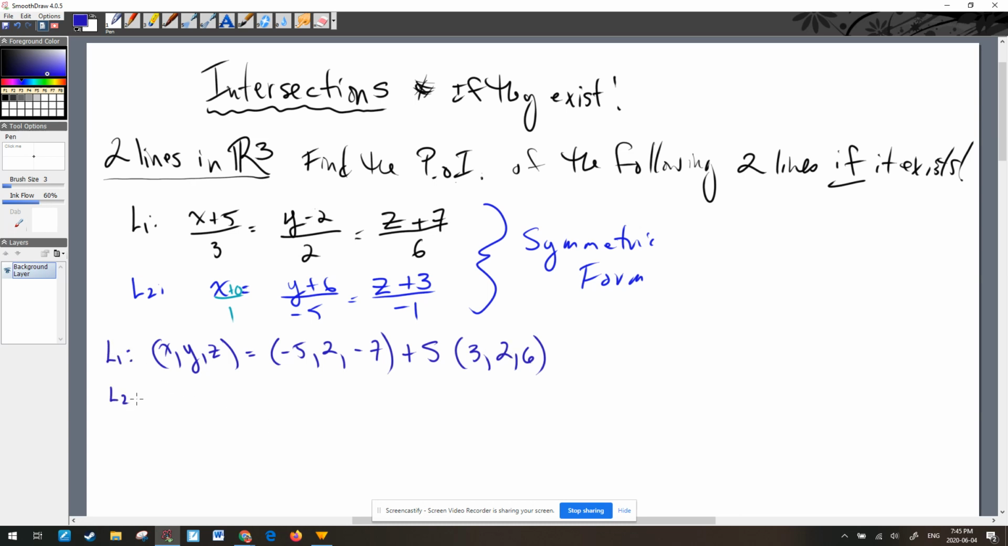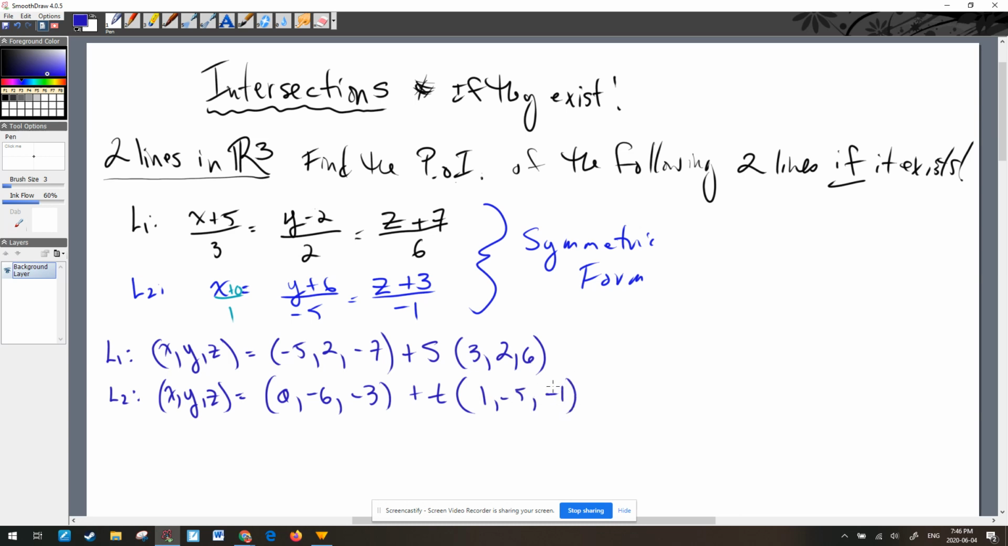And I'm going to get L2. And again, it's going to be x, y, z. It's humid out here. My hand is not sliding along my tablet as nice as it should. Whatever. So it's going to have an anchor point of 0, -6, and -3. And then I'm going to say plus t times, and the direction vector for this one is 1, -5, -1.